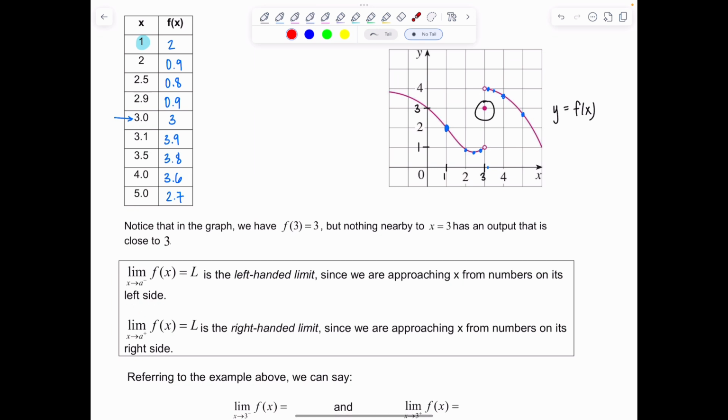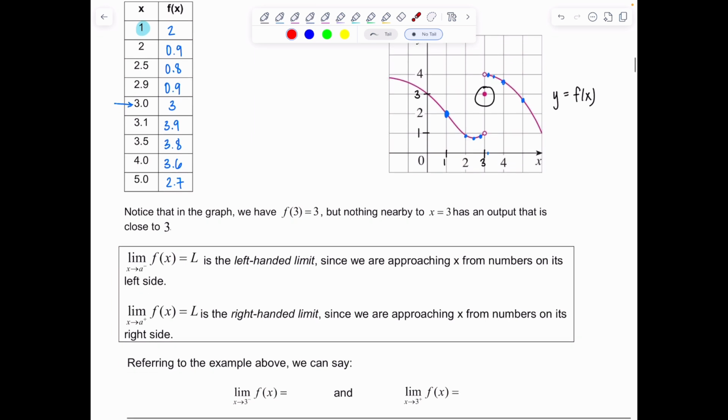So notice, say we're interested in 3, say a is 3, all of these numbers are from the left of 3. Now, the limit as x approaches a, you see this little plus sign. When you read it out loud, you say x approaches a from the right of f of x equals L. That's the right-handed limit since we are approaching x from numbers on its right side. Okay, so referring to the example up above, we can say the following.